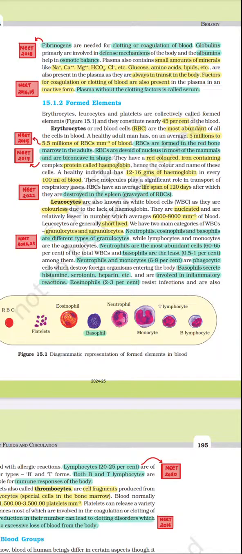RBCs are formed in the red bone marrow in the adult. RBCs are devoid of nucleus in most of the mammals and are biconcave in shape. They have a red colored iron containing complex protein called hemoglobin. 12 to 16 gram of hemoglobin in 100 milliliter of blood. Lifespan of RBC is 120 days and destroyed in the spleen, like graveyard of RBC कहते हैं.